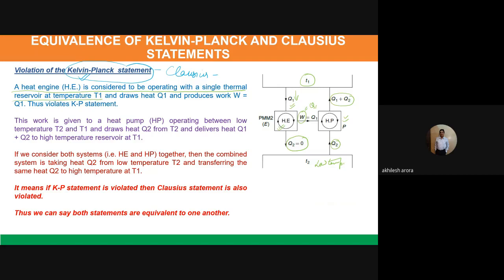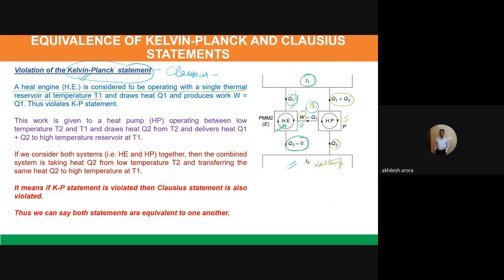Once again, we have a heat engine which is interacting with only a single thermal reservoir at temperature T1. We are taking out the heat Q1 from this high temperature reservoir, feeding it to the heat engine, and this heat engine is producing work which is equal to Q1 only. So that means no heat is being thrown out of the heat engine to the low temperature reservoir. So it is basically violating the Kelvin Planck statement of the second law of thermodynamics.